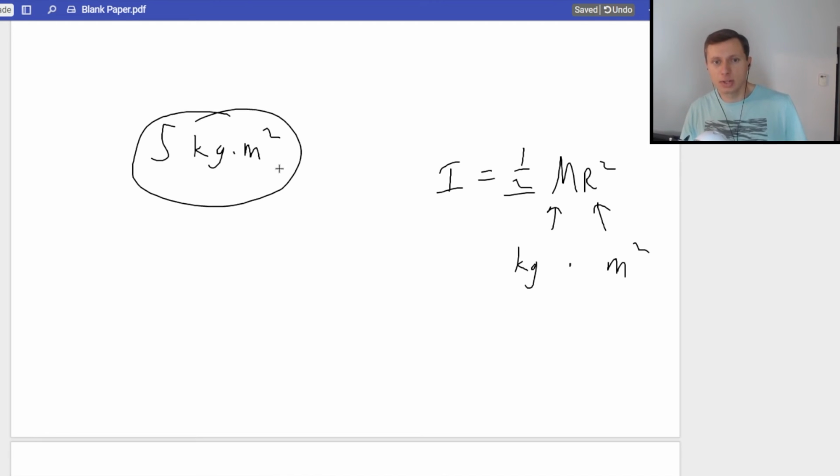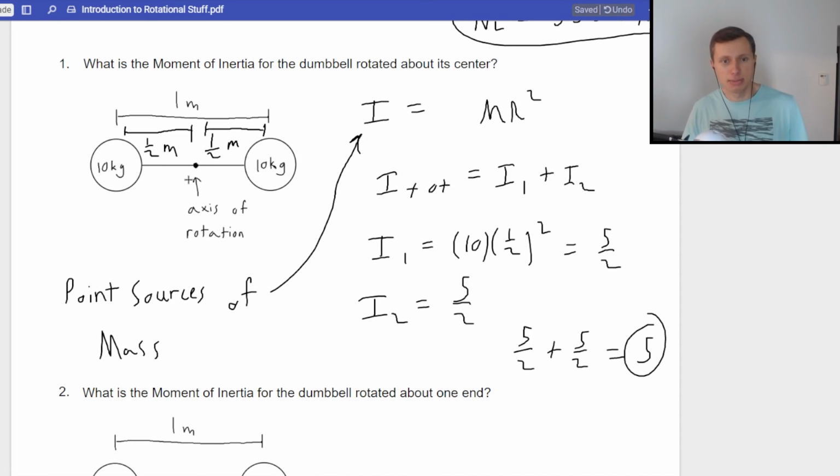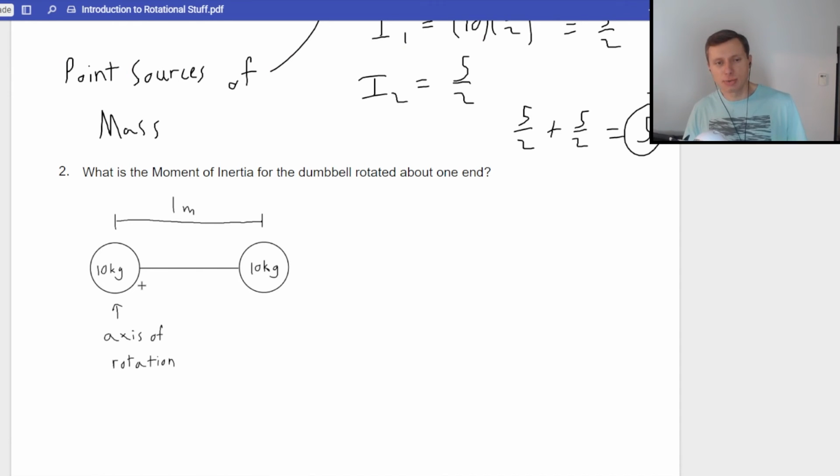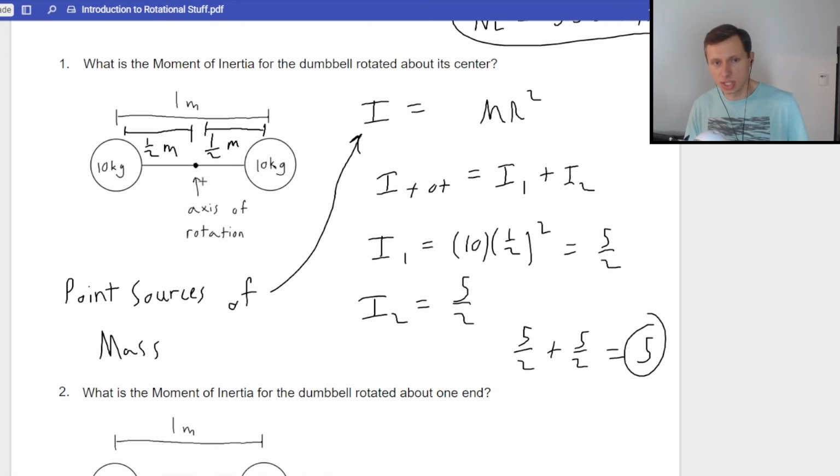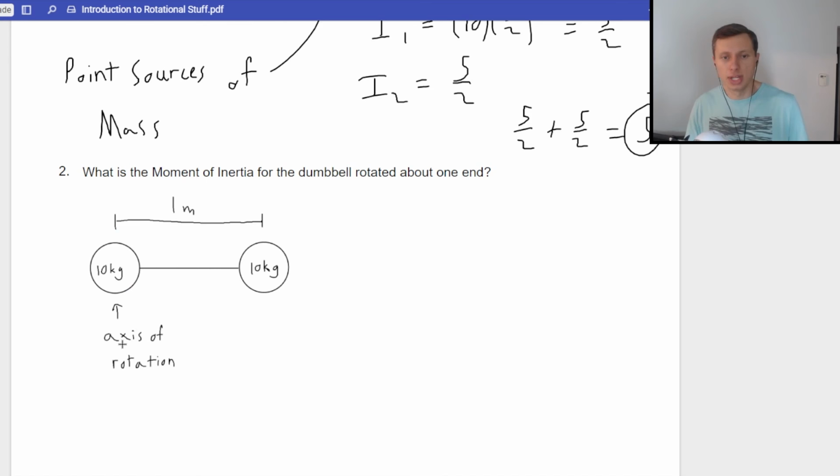We got 5 kilogram meters squared for the moment of inertia. Is that high? Well, let's compare it. Let's compare it to, what if we put the axis of rotation on the left side now? Let's compare these moments of inertia and see which one's bigger. In other words, which one's harder to rotate. You can even kind of think of it right now, you know? What do you think would be easier to rotate, when the axis of rotation is in the center like this, or when it's at one end? It's a good question. Let's answer it.